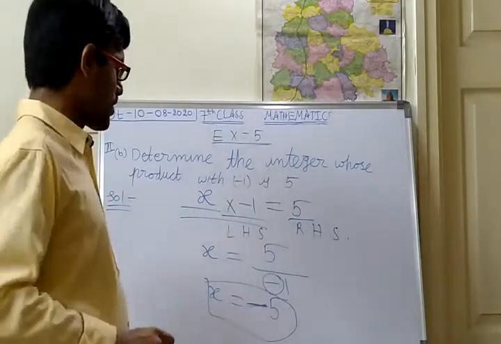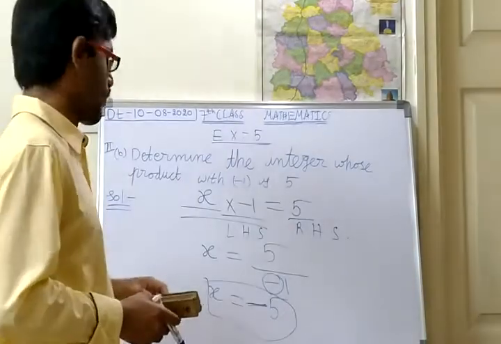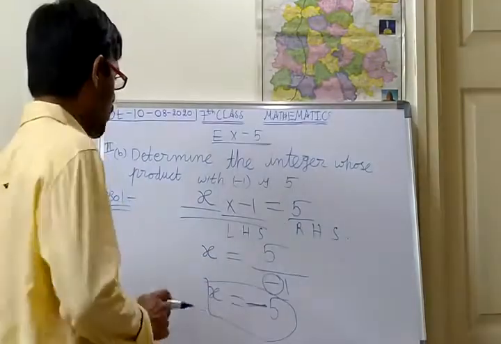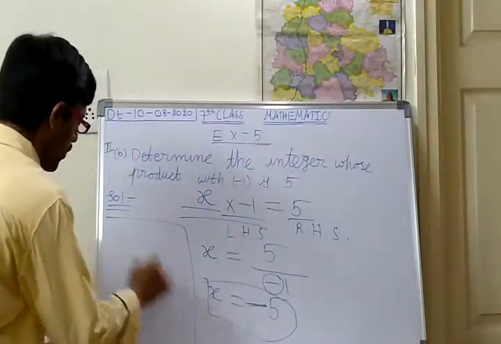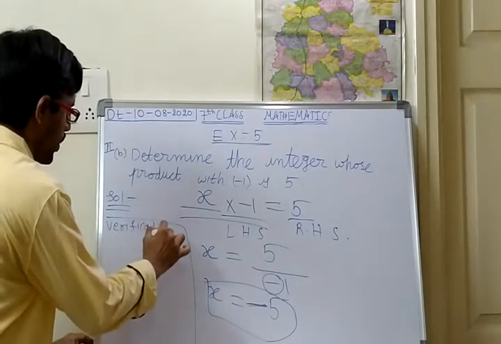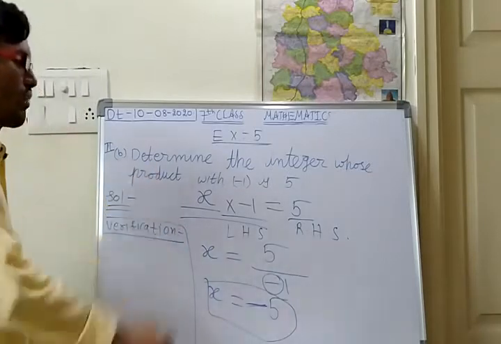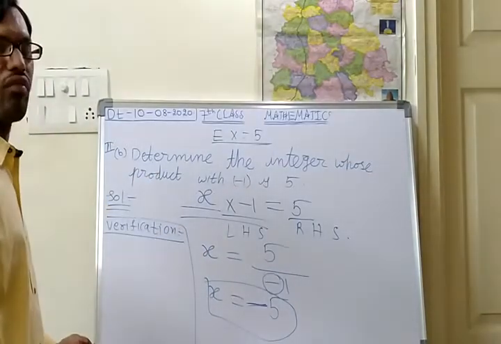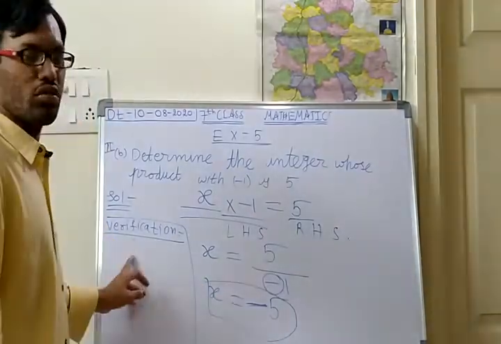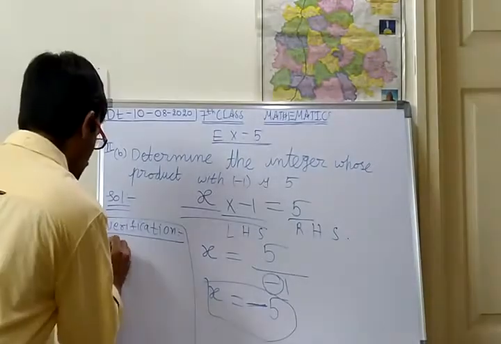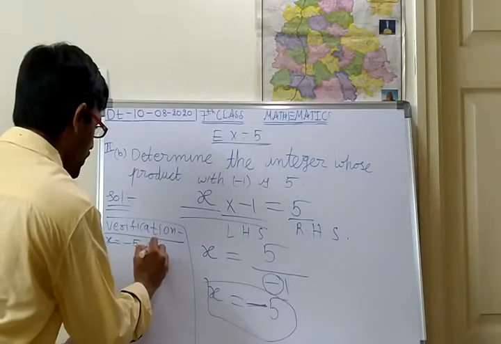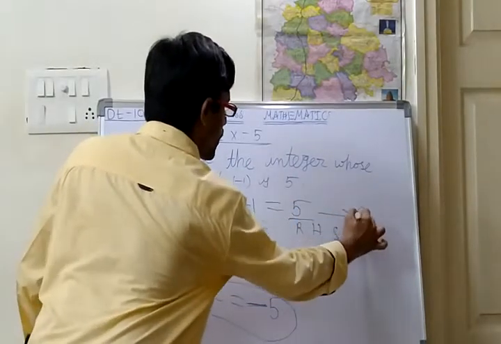So for this problem there is a verification. Whatever we have done, whether it is correct or not, we have to verify. So how do we verify? Same verification. This is a very important step for every problem. If we are finding any unknown number, again we have to do this verification. Okay, so put x equals -5 in the given equation.